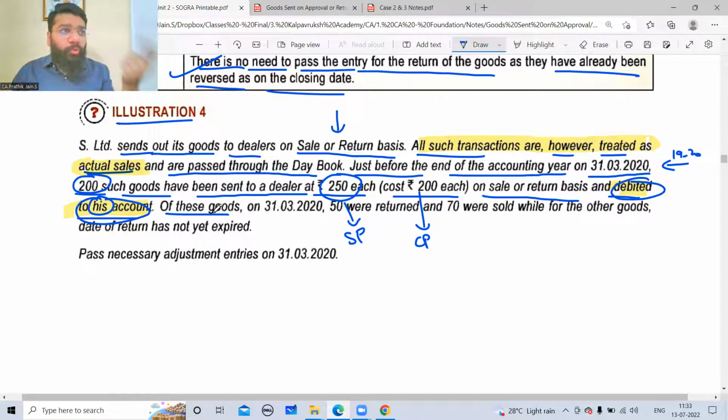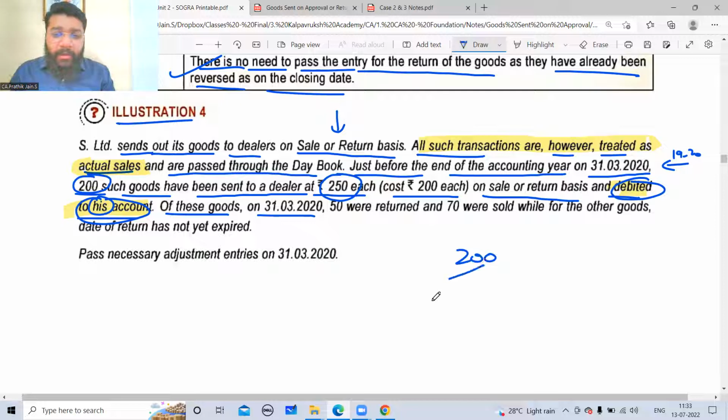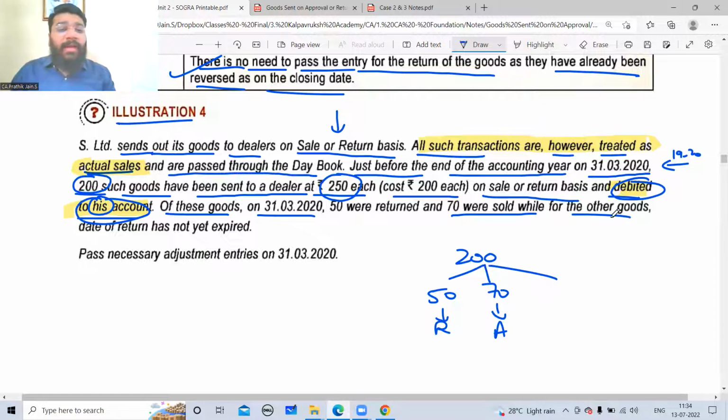Of these goods, out of 200 goods, on 31/3/2020, 50 were returned. Totally how many goods were sent? 200. In that, 50 returned, 70 were sold. So 70 sold means, can I say accepted? For the other goods, the date of return has not expired. So what is the balance goods? 80. Unexpired period for these goods. Pass the necessary adjustment entry on 31/3/2020.